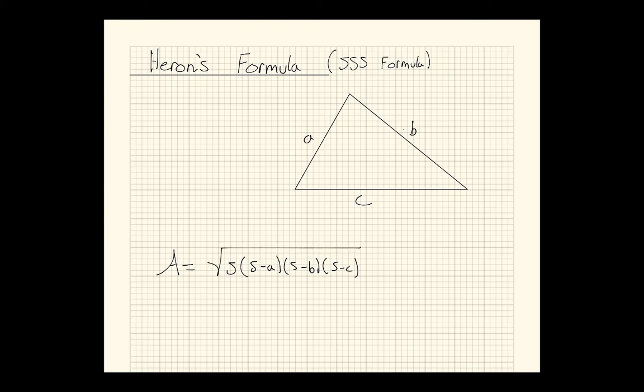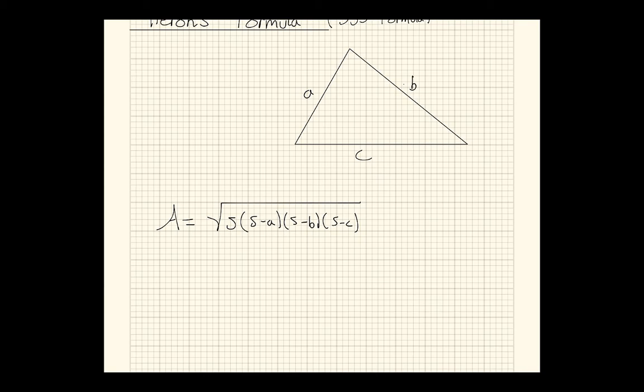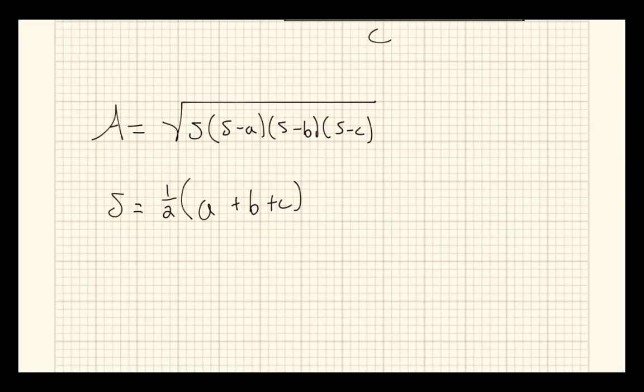Now what is s, you're probably asking? S is equal to half of the sum of the sides. So half of a plus b plus c. Okay, so there's kind of a lot of work involved. It's not difficult work, but there is a lot of adding. So that is my formula for the side examples of a triangle.